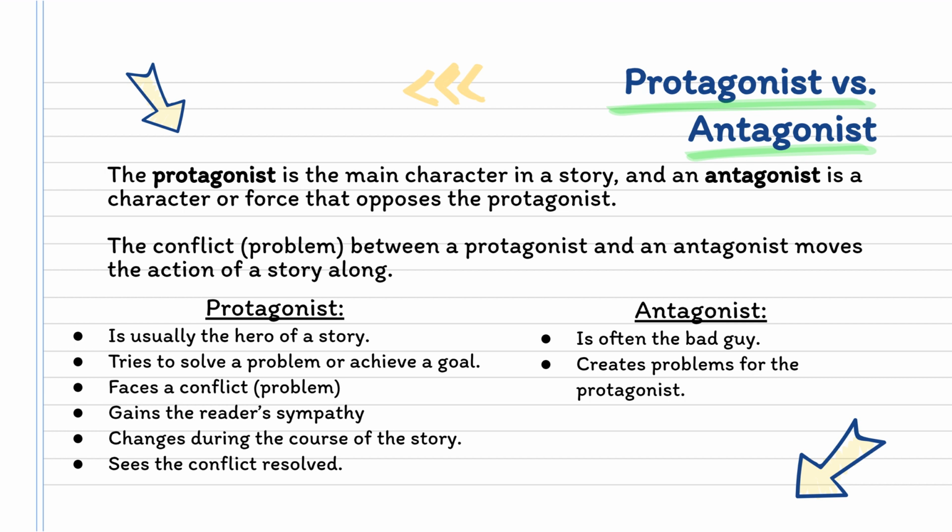Now, then, you have your antagonist. Your antagonist is often the bad guy. And their sole thing that they're going to do is create problems for the protagonist. The antagonist is usually a static character. They don't change throughout the course of the story. And all they're going to do is just try to make the protagonist's life difficult.